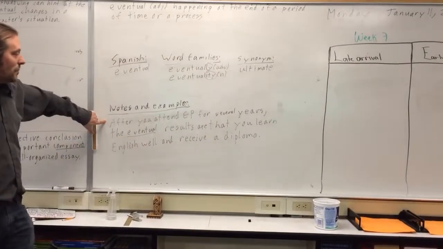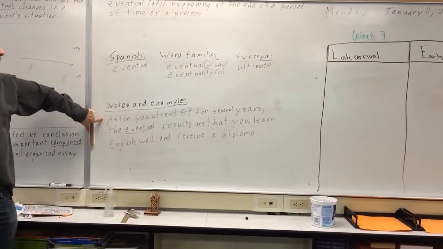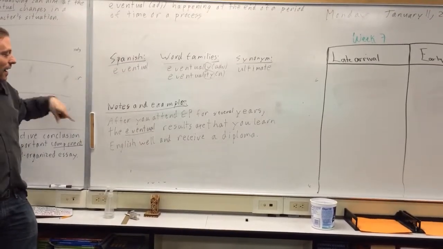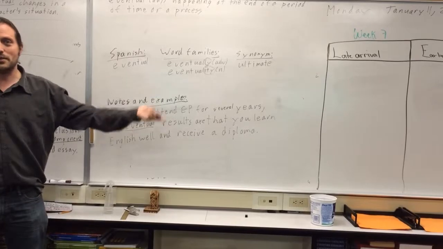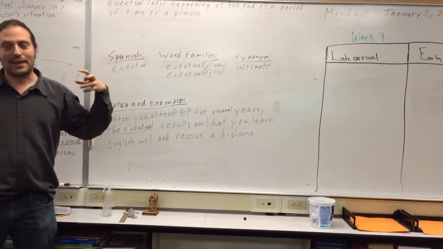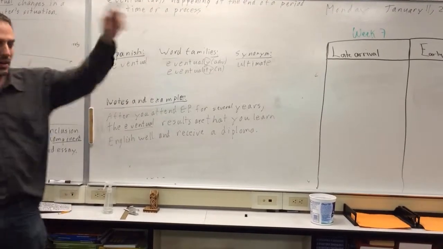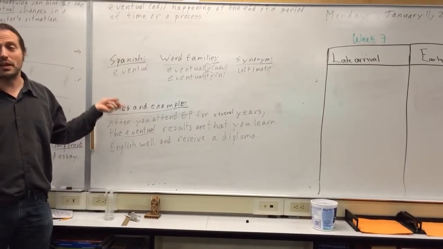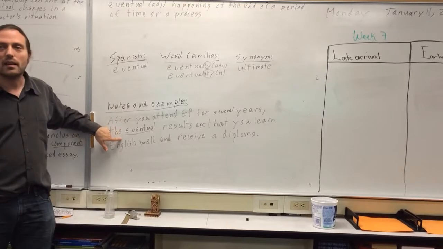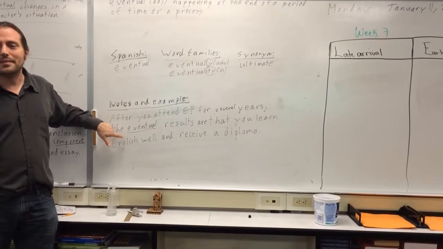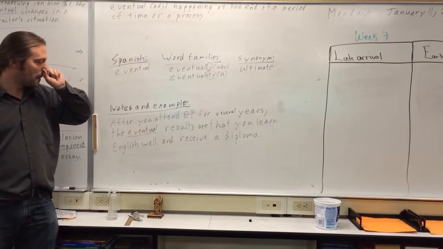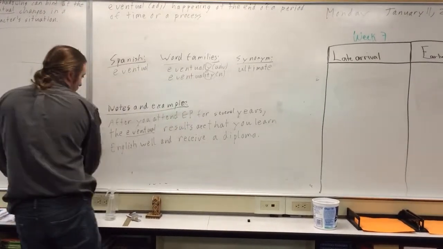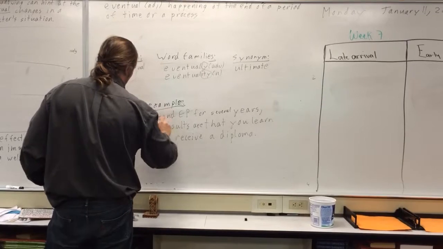So after you attend EP for several years, we hope anyway that the eventual result, at the end of that time, is that you learn English well and you receive a diploma. So that's the end that we want to reach, right? And what is the word eventual describing? It's describing another word in the sentence. The results? Yeah, it's an adjective. It's describing the results. So the word eventual has to describe something else in the sentence.